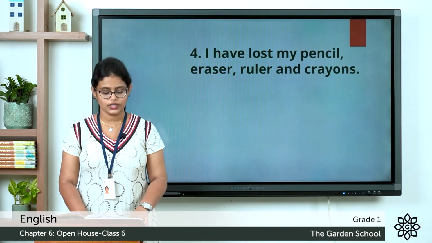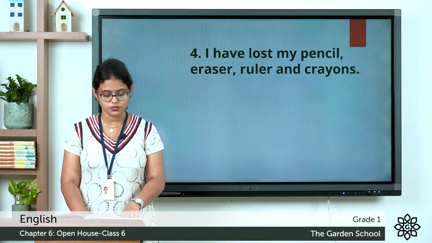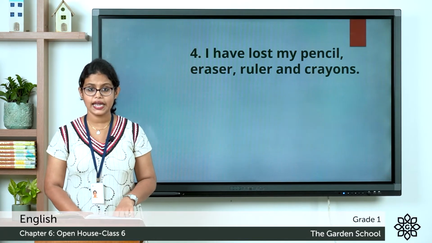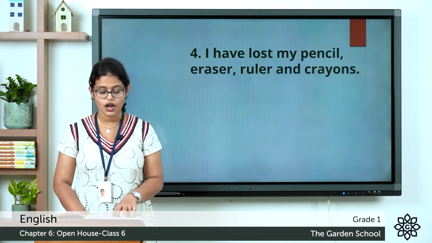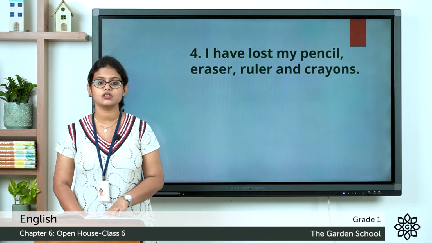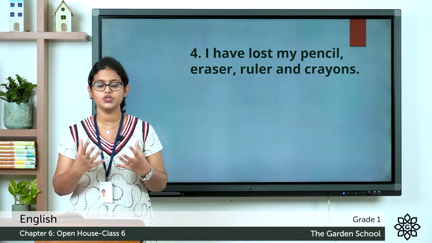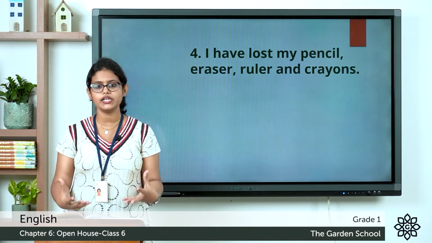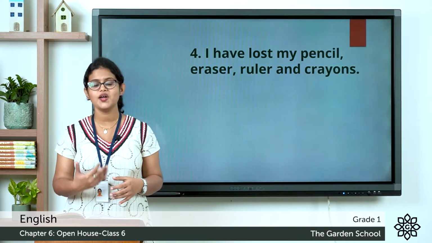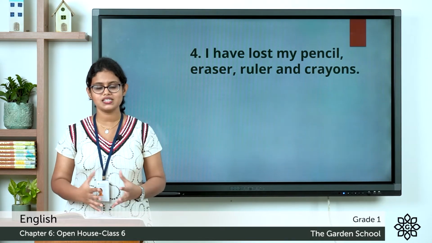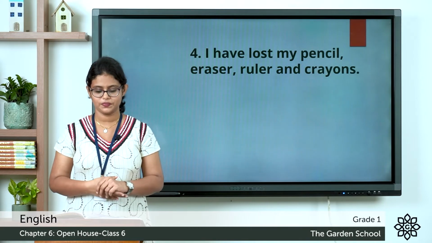What about the fourth one? I have lost my pencil. After that you can put a comma. Eraser, you can put a comma. Ruler and crayons. So this is how you need to put commas. You use commas to separate things. So when there are more than two things, what do you need to do? You need to put commas to separate them.